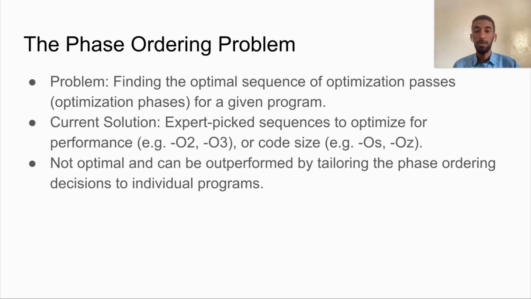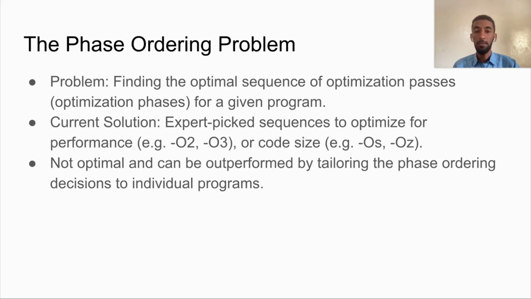Industrial compilers use many optimization methods to optimize a program. The phase ordering problem is a problem of finding a sequence of optimization passes for a given program such that the output is optimal according to some performance metric, such as code size or runtime.